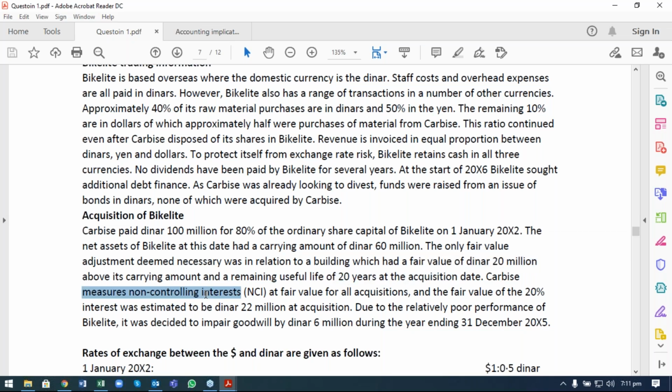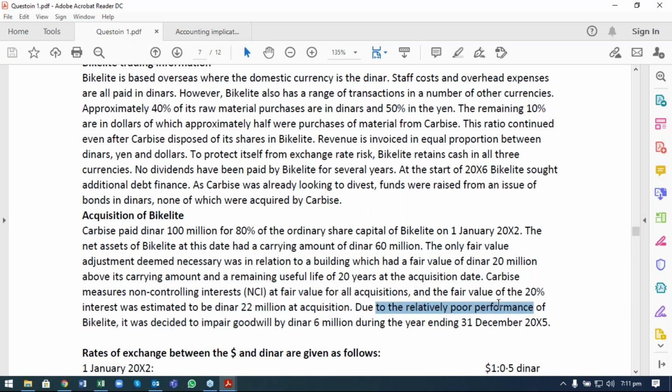Carbise measures non-controlling interest at fair value for all acquisitions, and the fair value of the 20% interest was estimated to be 22 million dinars at acquisition. So NCI was also held at fair value, which means it is the full goodwill method, and the fair value of NCI at that acquisition date was 22 million dinars.